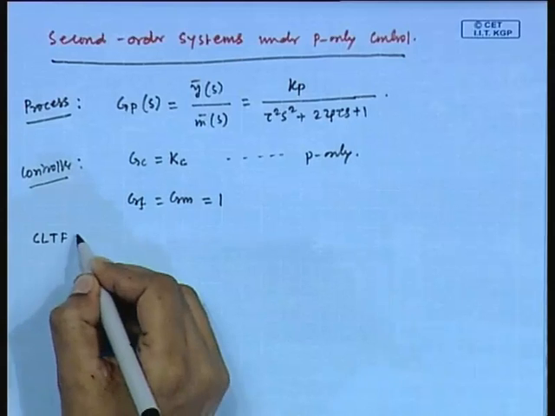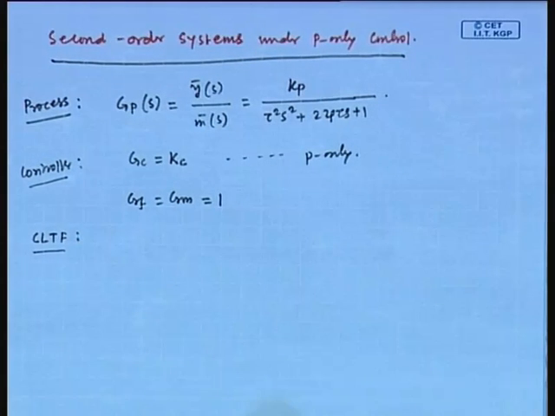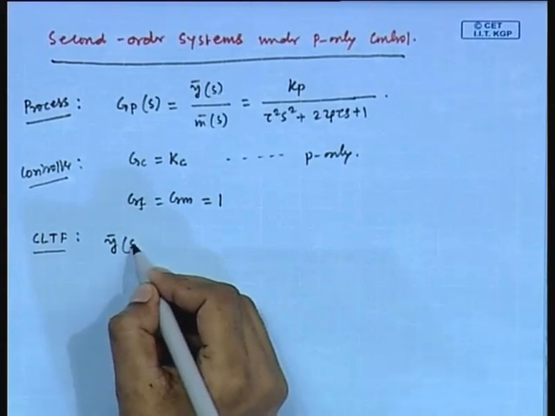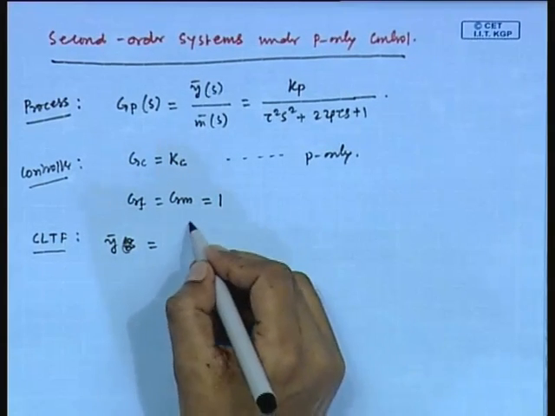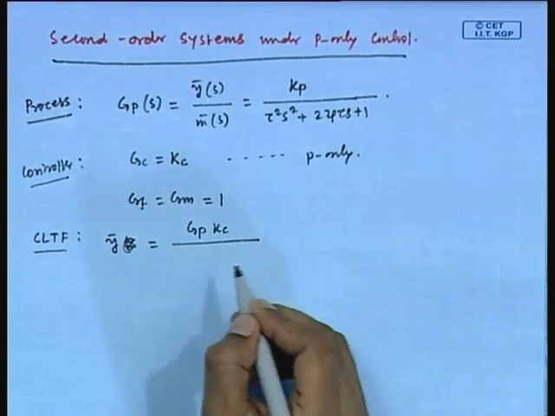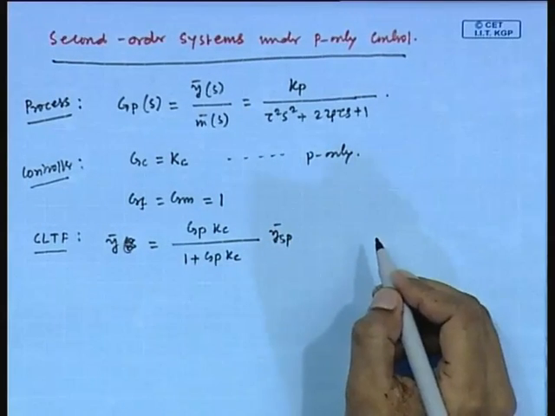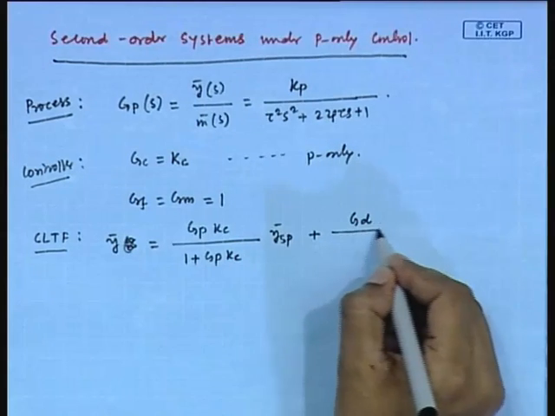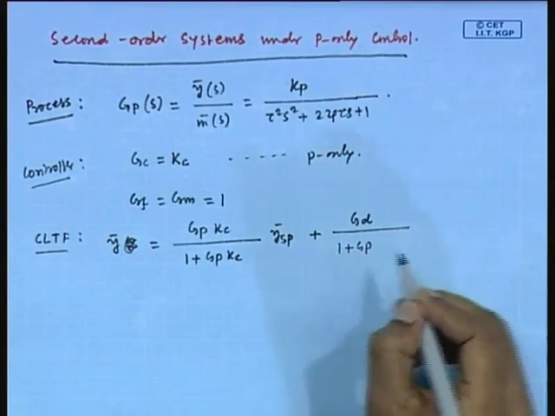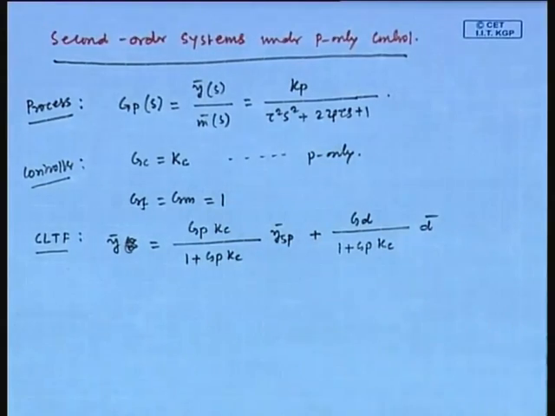Now, we will write the closed loop transfer function for the second order system under P only control. Substituting all these individual transfer functions in the generalized form of closed loop transfer function, we obtain y bar equals Gp Kc divided by 1 plus Gp Kc times y set point bar plus Gd divided by 1 plus Gp Kc times d bar. Substituting all the transfer functions except the process transfer function, we obtain this form.